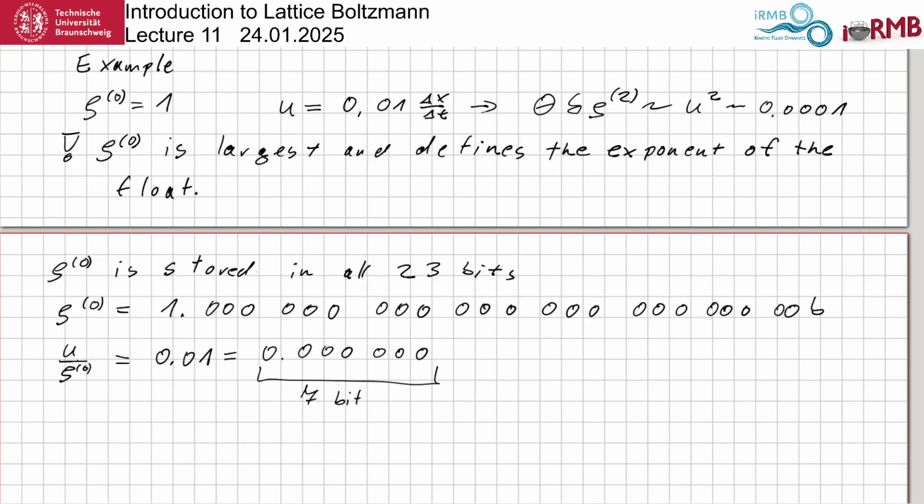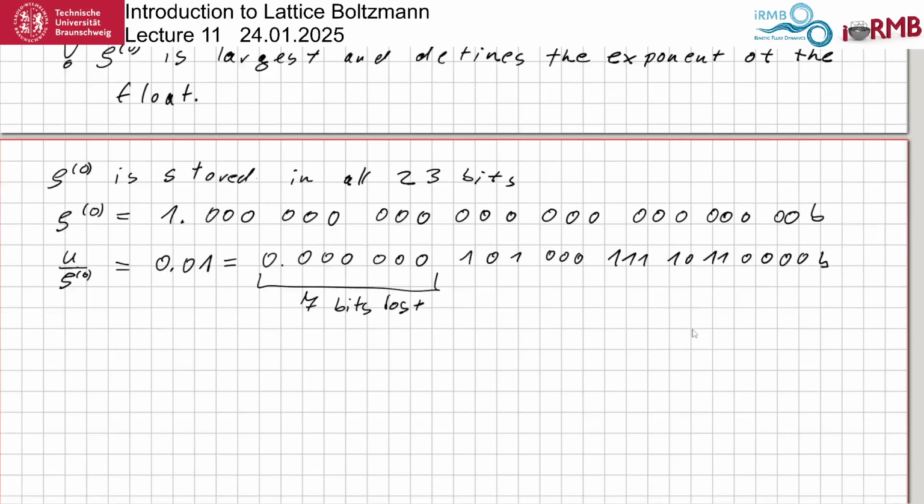So 7 bits of this are lost. Then we get 1, 0, 1, 0, 0, 0, 1, 1, 1, 1, 0, 1, 1, 0, 0, 0, 0 in binary. I did not check it, maybe I made a mistake, but this is what I've written on my paper. And then we look at the pressure.